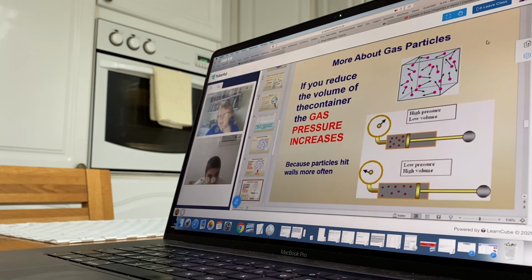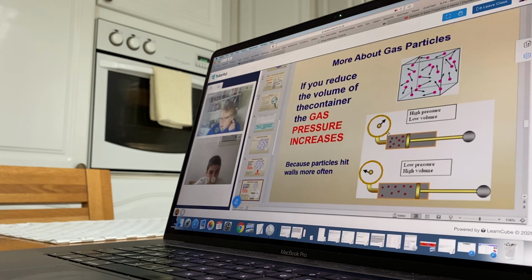And then there's another thing. Do you remember, obviously we can squash gases. So if we squash the gas particles closer together, that increases the pressure as well. That's just because if the particles are squashed into a smaller space, they hit the wall more frequently, because they don't go very far to hit the wall.